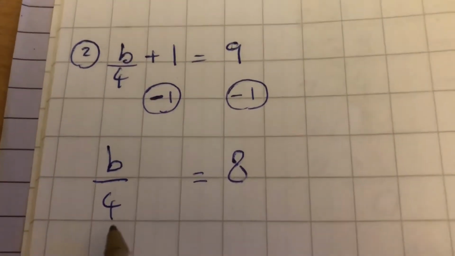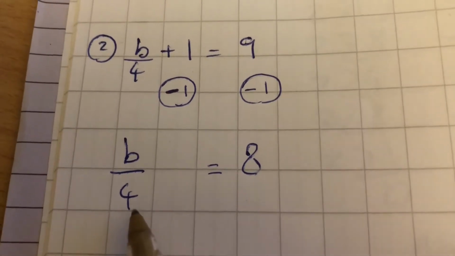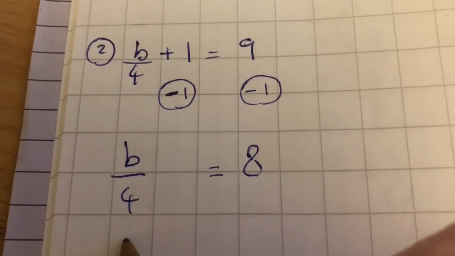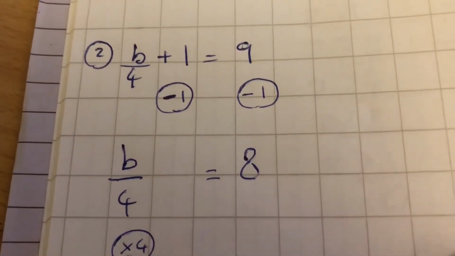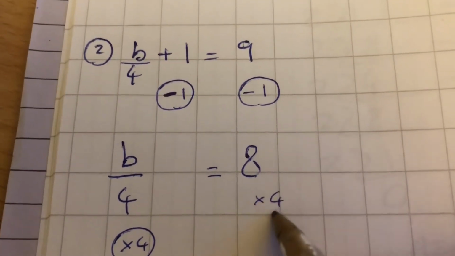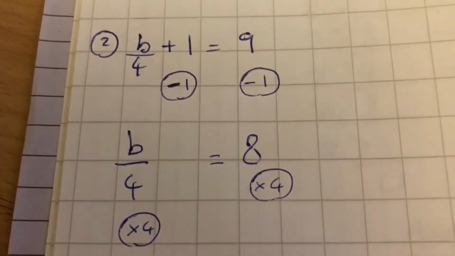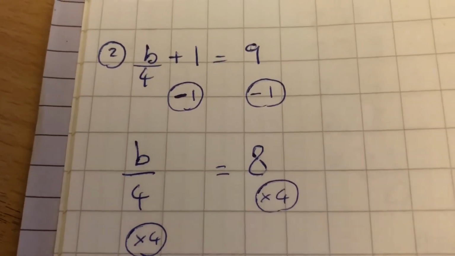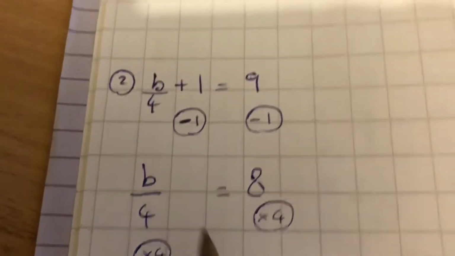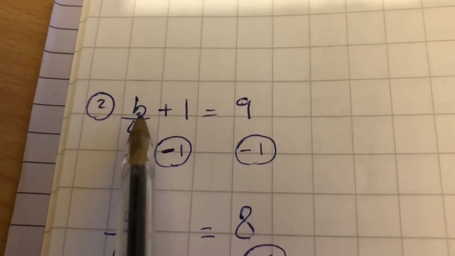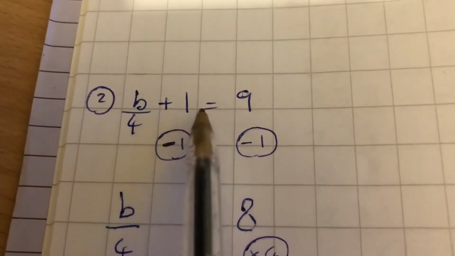Okay, and now I want to get rid of this 4 on the bottom. Remember, this 4 is dividing, so to get rid of divide by 4, I multiply by 4. But remember, I have to multiply by 4 on the right as well. So that leaves me with b on the left. 8 times 4 is 32. And we can substitute that back in just to check our answer. 32 divided by 4 is 8, plus 1 is in fact 9. Okay?